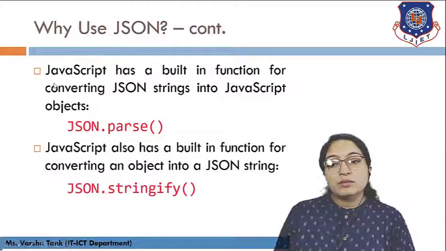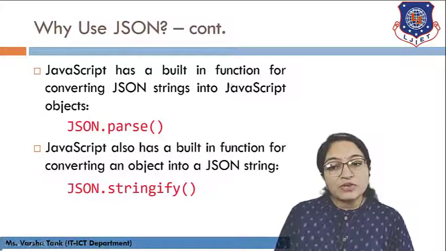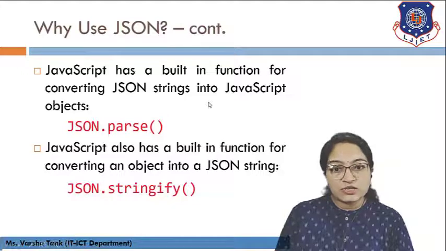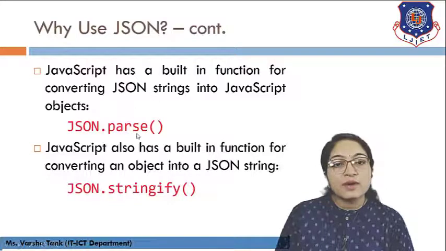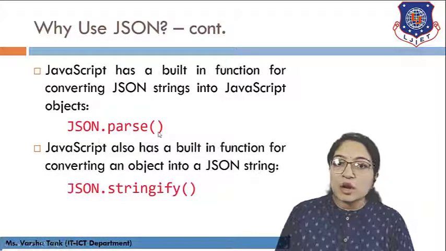Now, JavaScript has built-in functions for converting a JSON string into a JavaScript object. So we have two methods, that is JSON.parse and JSON.stringify. JSON.parse is used for converting a JSON string into a JavaScript object. So at that time you have to use this method, that is JSON.parse.